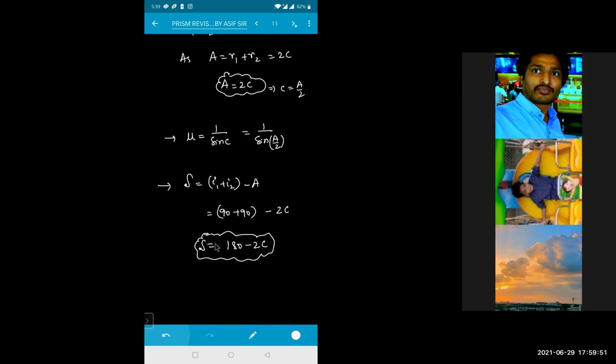Okay, in the limiting case, what is the deviation? It is 180 minus 2C. What do you mean by limiting case?